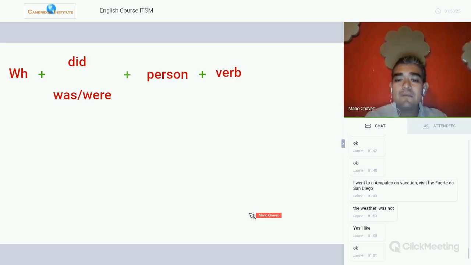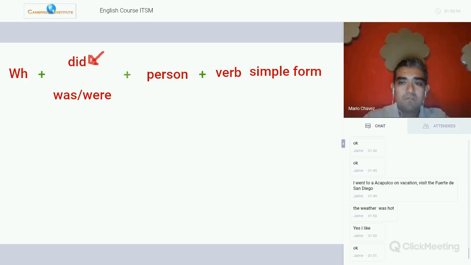Pero como ya usamos el auxiliar y ya usamos el did, in this case, we're not going to write the verb in past. Ya el verbo ya no va en pasado. Ya el verbo va en su forma simple. Eso quiere decir que el verbo ya va normal, o en su forma simple, o si quieres verlo como presente, right? That's how we do it. Y para terminar, podemos usar un complemento o podemos cerrar ahí la pregunta, ¿ok? Así es como hacemos las preguntas.